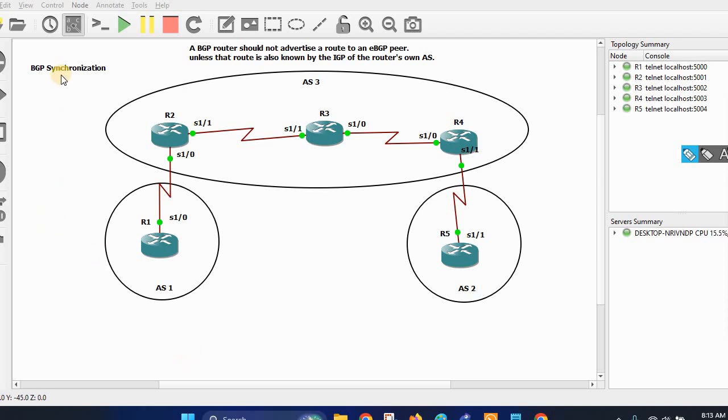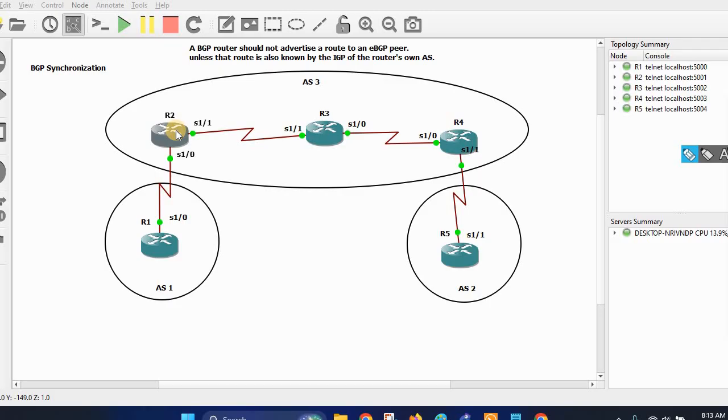Today's lab is BGP synchronization. The BGP synchronization rule says a BGP router should not advertise a route to an eBGP peer unless that same route is learned from the IGP as well. Okay, so what happens here?